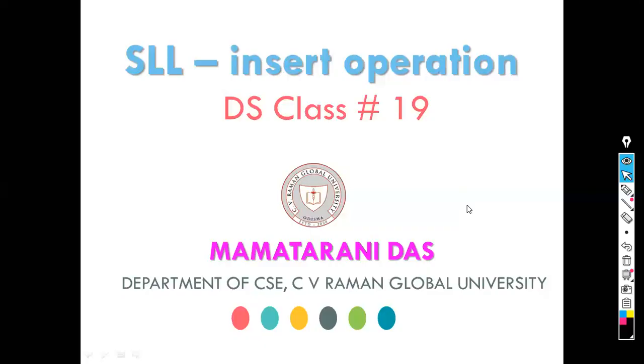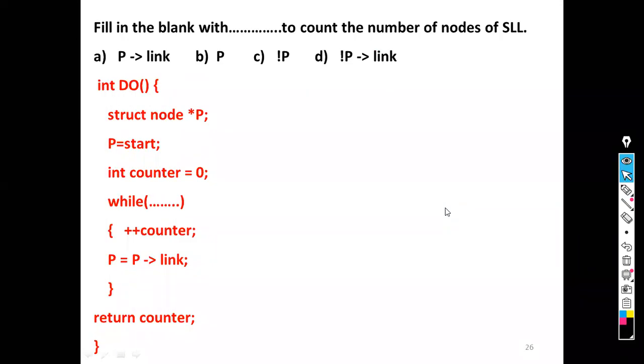See this question, right? In this slide, a question is given. Just solve this one. Fill in the blank with a dash to count the number of nodes of single linked list. You have 4 options, A, B, C, D. Find out which one is the right answer.